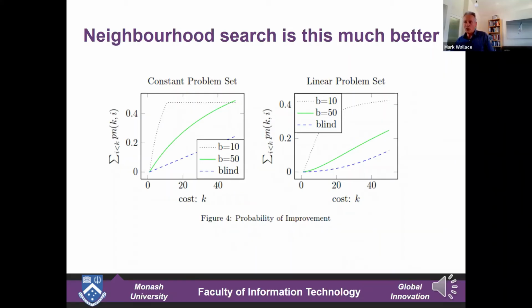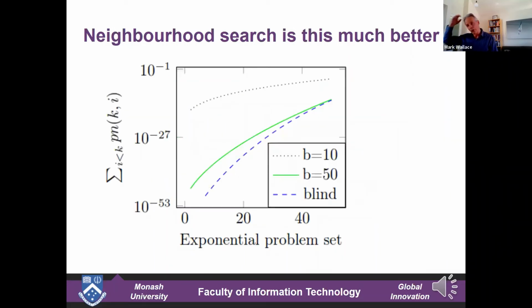And when you go from constant to linear to exponential, that difference is orders of magnitude. So we actually have to plot it on a logarithmic scale to show the difference. So for k equals about 20, the blind search probability of improving is 10 to the minus 30 or 40. Whereas with a neighbourhood maximum bound of 10, it's only kind of 10 to the minus 3 or 4. So it's some 20 orders of magnitude more likely to improve.